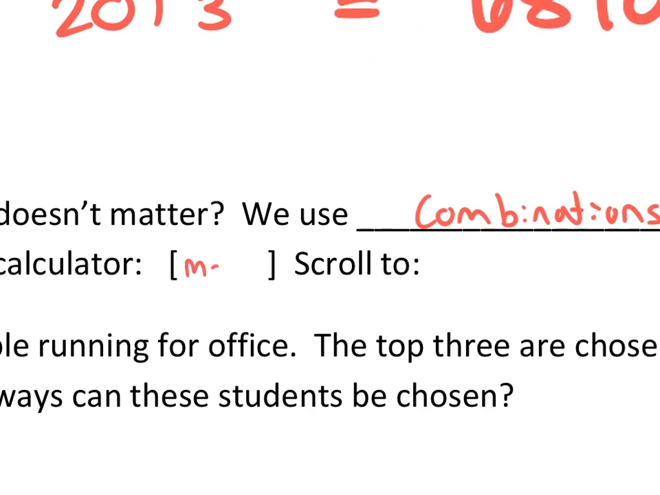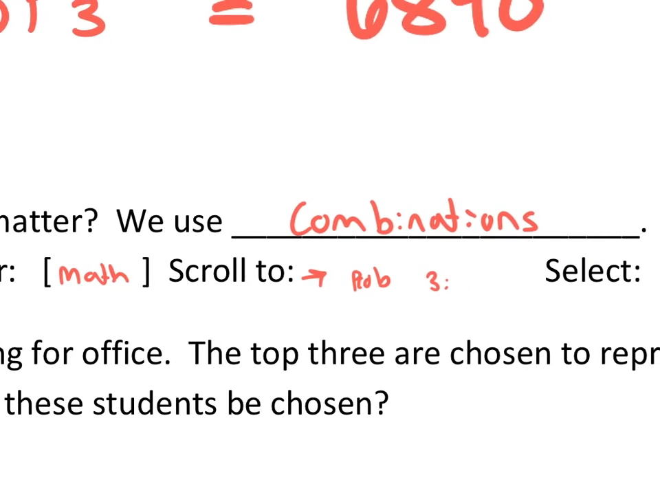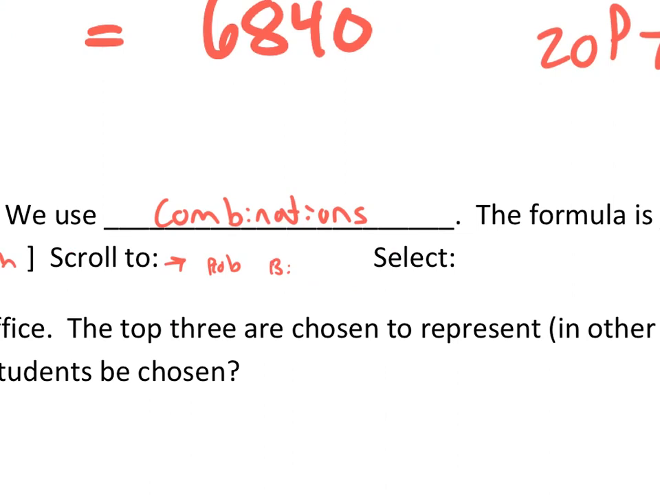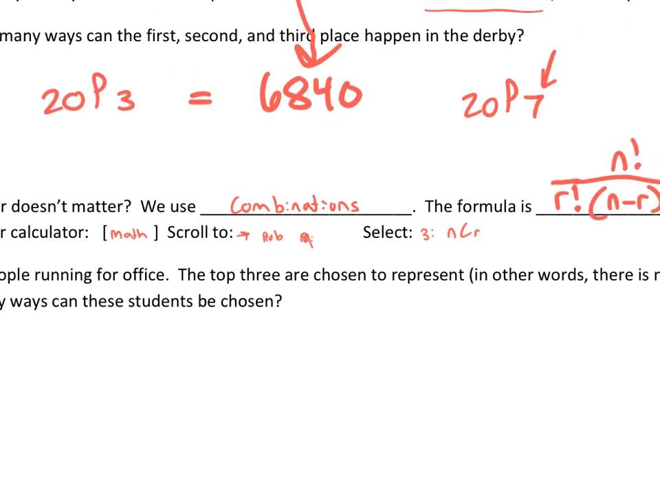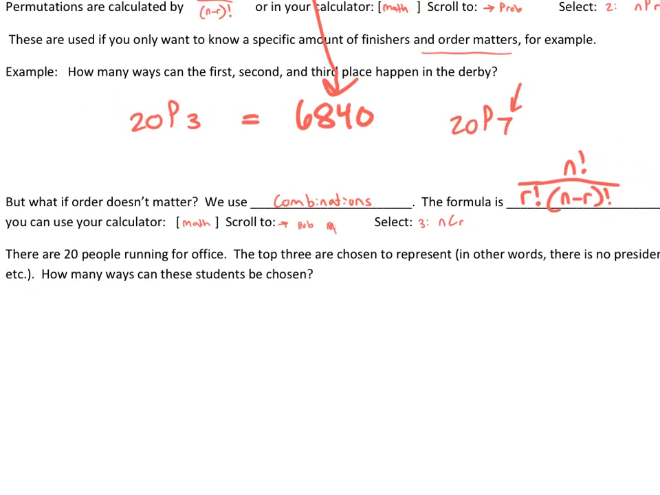So it's in the same spot, math, scroll to probability, and then you'll see that it's option 3, nCr, where n is the total number and r is the amount that you're looking for.